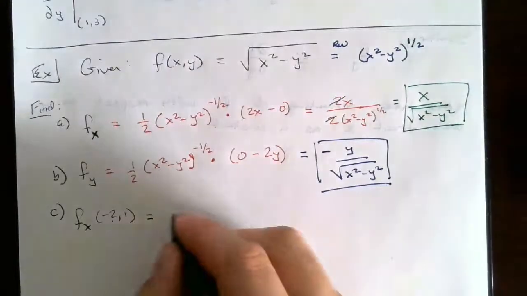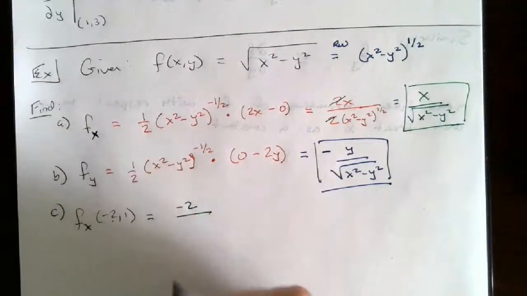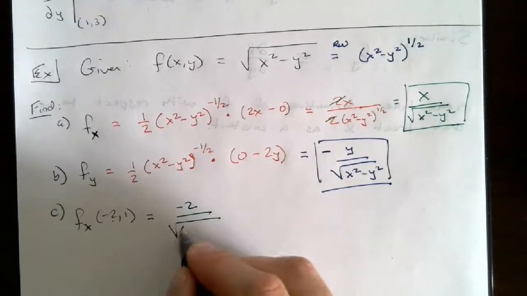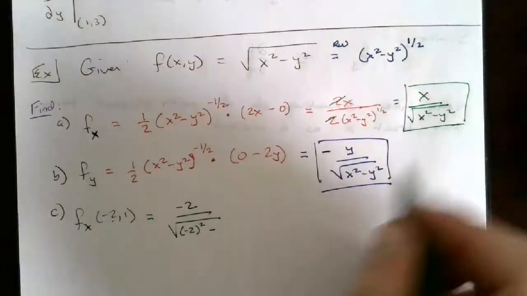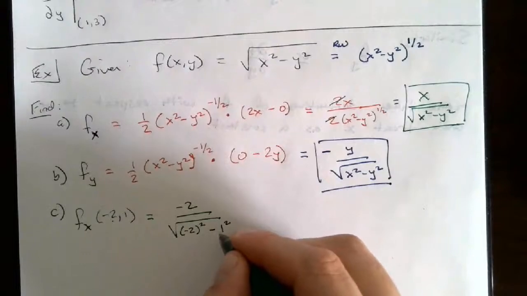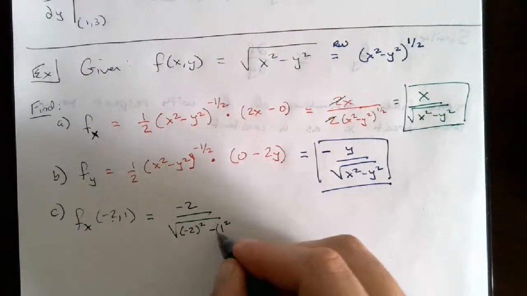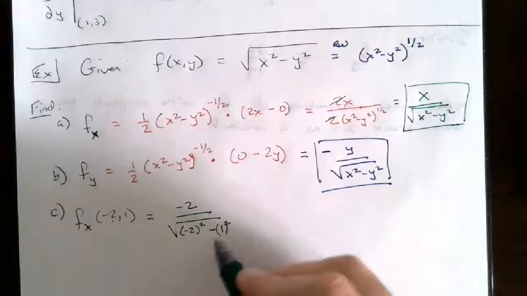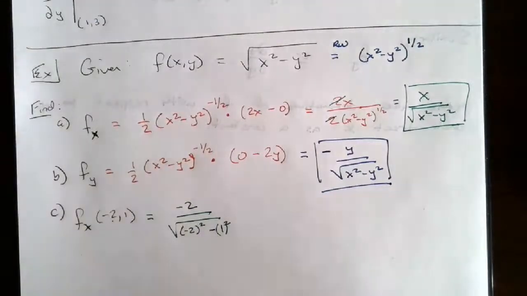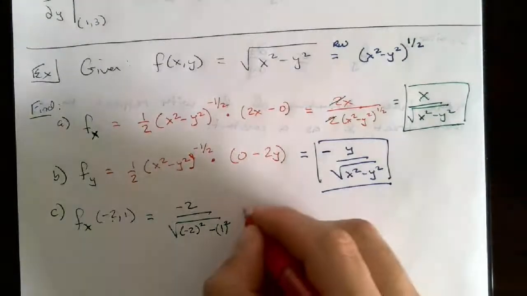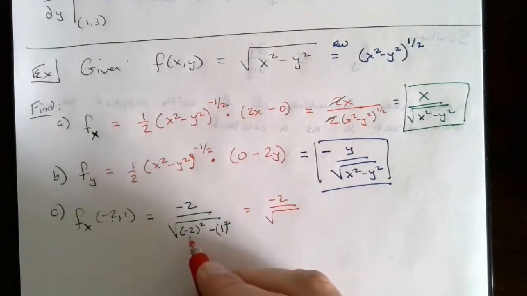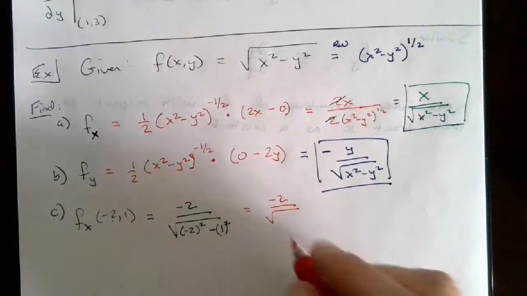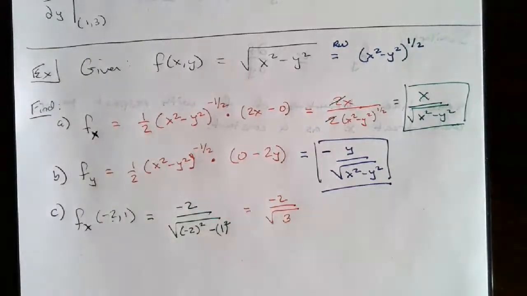So substituting in for x, we'd have negative 2 over the square root of x squared, which is negative 2, make sure that quantity is squared, minus y squared, so minus 1 squared. Make sure you realize that minus isn't getting squared, just the 1 is. And then we'll simplify. We end up with negative 2 over the square root of negative 2 squared is 4, minus 1 squared is 1. 4 minus 1 is 3.